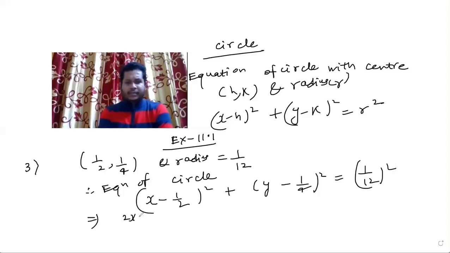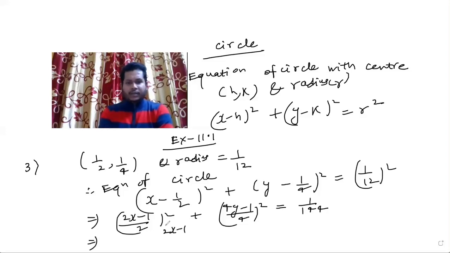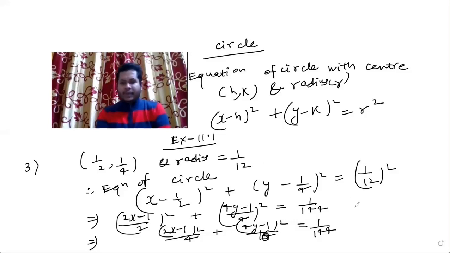In that case, it will become ((2x minus 1)/2) whole square plus ((4y minus 1)/4) whole square, and that is equal to 1/144. Now bring it outside. So it will be (2x minus 1) whole square by 4 plus (4y minus 1) whole square by 16, and that is equal to 1/144. If you do the LCM on the left side, 16 will be the LCM. So it will be 4 multiplied by (2x minus 1) square plus (4y minus 1) whole square, and that is going to be 1/144.